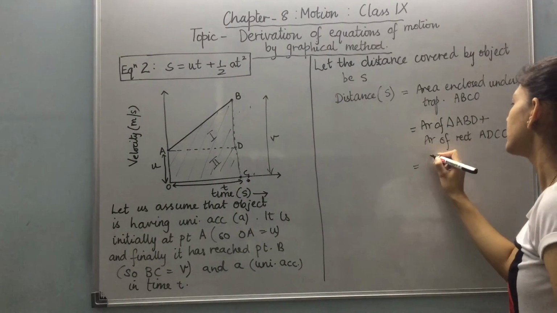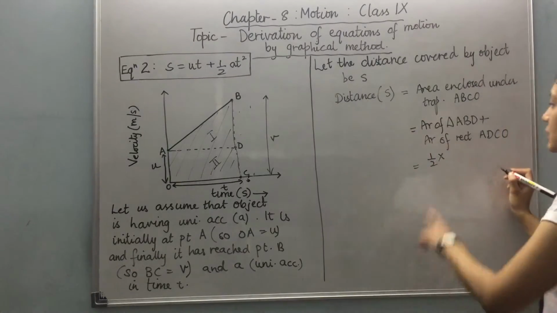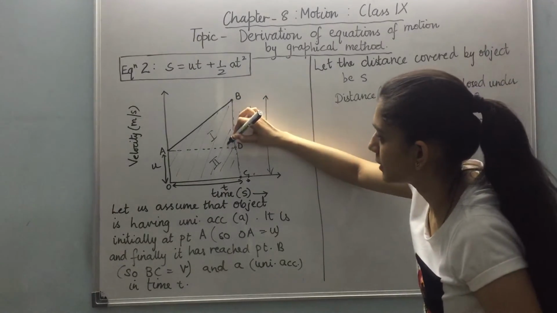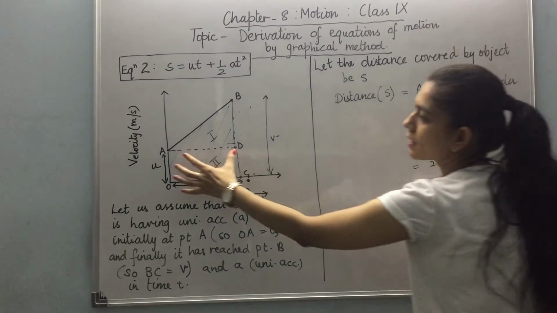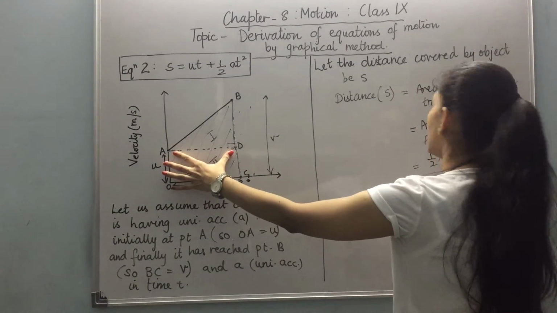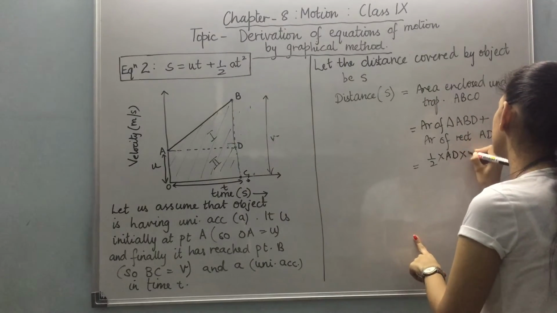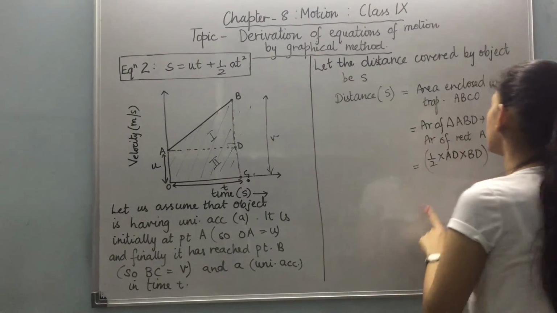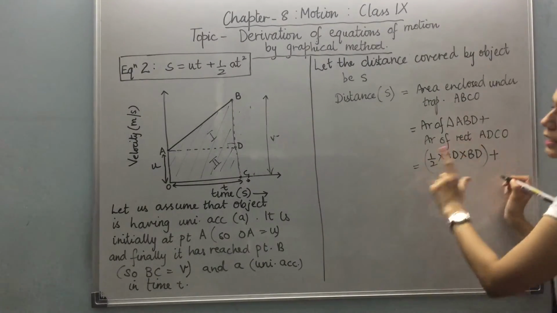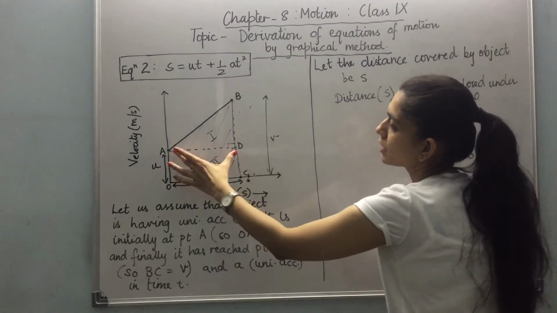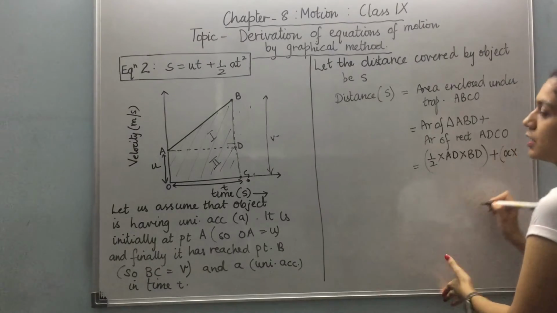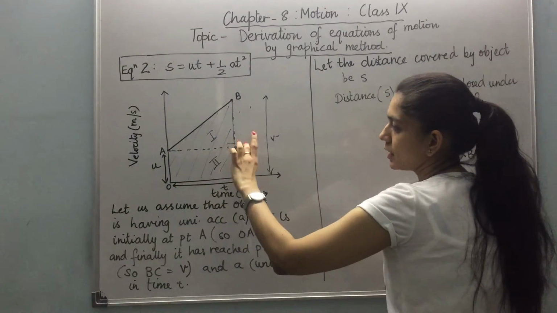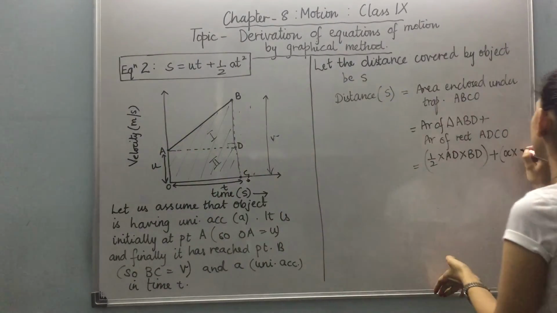So we already know the formula: half. Since it's a right angle triangle, here it's 90 degree perpendicular, so half into base into height. Base here is AD and height is BD. So I have substituted the value. For the rectangle, what should I write? Length into breadth. You can take AD or OC, anything of your choice. Both are the same. I have considered OC into, let's say, OA.